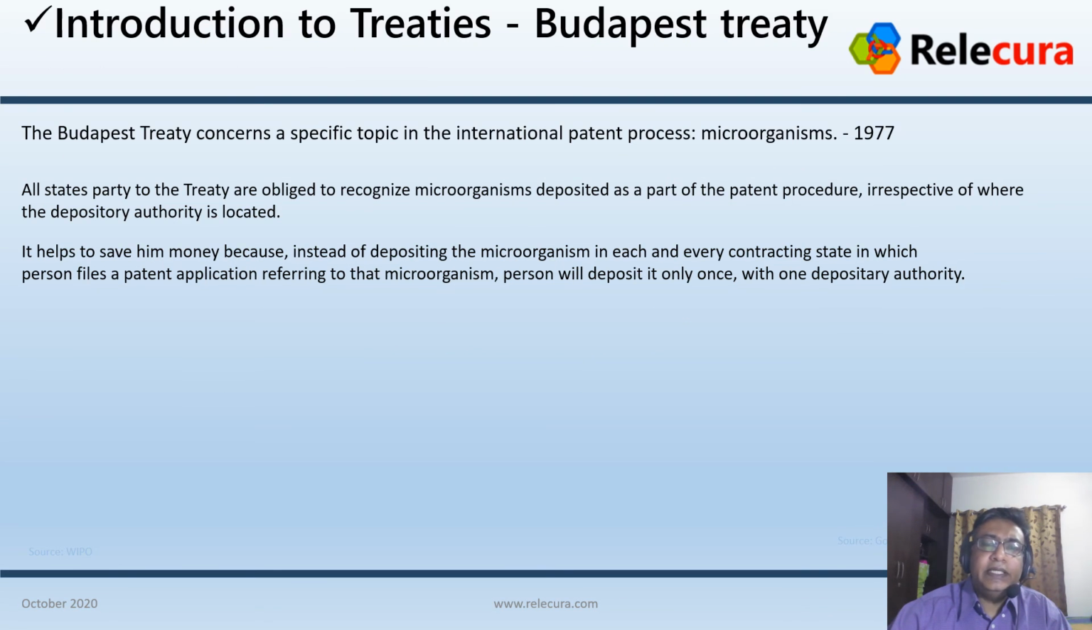Similarly, another treaty is the Budapest Treaty. The Budapest Treaty is a specific treaty which is related to microorganisms. If somebody wants to file a patent related to a microorganism, they have to deposit the microorganism in a place which is known as an authorized depository.